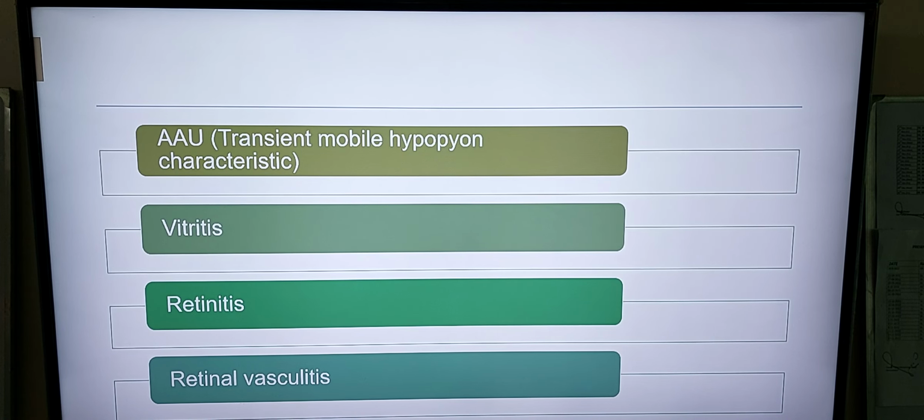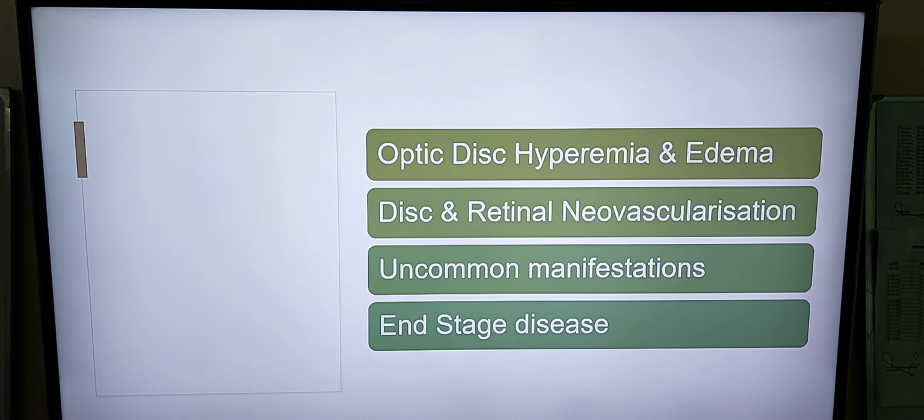Then there is retinitis that is characterized by retinal infiltrates, which are seen as yellow whitish spots with ill-defined borders. They also resolve spontaneously on their own without any treatment, leaving a scar. And then there is the retinal vasculitis that involves both the arteries and the veins without any sparing. In some cases, there is optic disc hyperemia and edema. It can be a result of inflammation secondary to posterior uveitis, vasculitis.